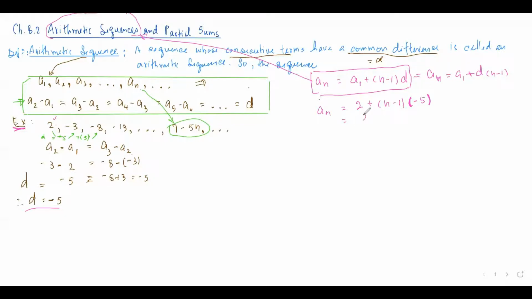Now you simplify this one, it becomes what? -5 times n becomes -5n. -5 times -1 becomes +5. So we have 7 minus 5n. So we got an, then we have an equal to 7 minus 5n. Okay, everyone see this? So is this the same or not? Yes, right? They are the same. So we can get the n term or general term by using the formula.